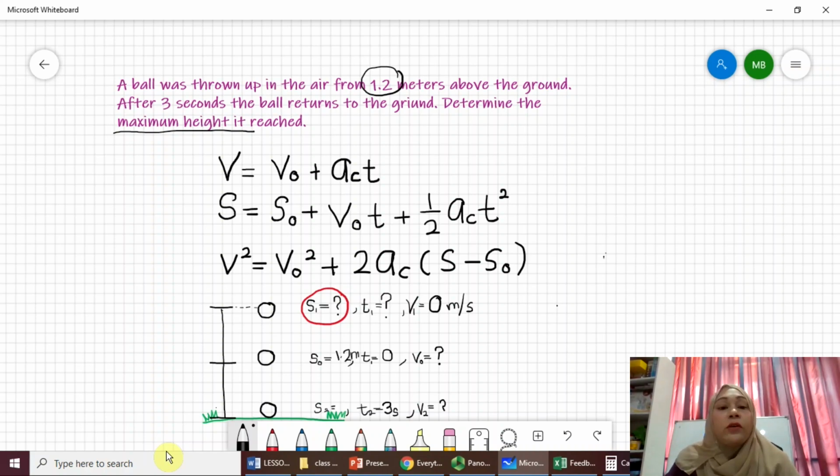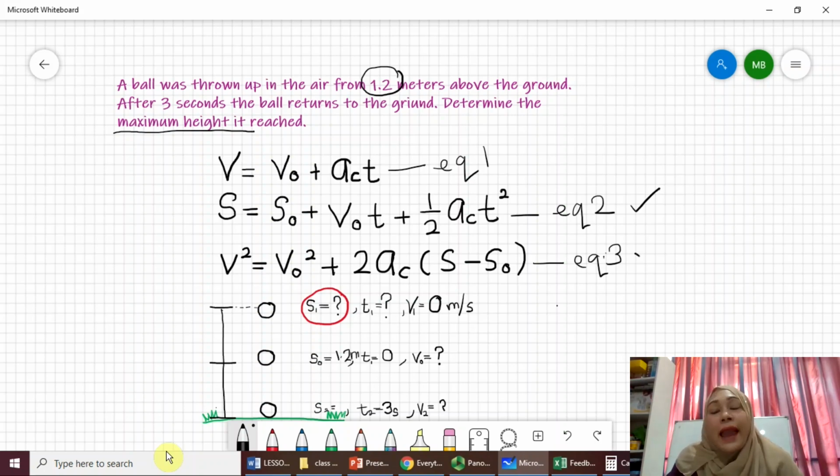So obviously, when you look at these 3 basic equations, this first equation does not have the symbol S, the position. So you cannot use equation 1, but you can use equation 2 and equation 3 because both have the symbol S, which is what we want to find.